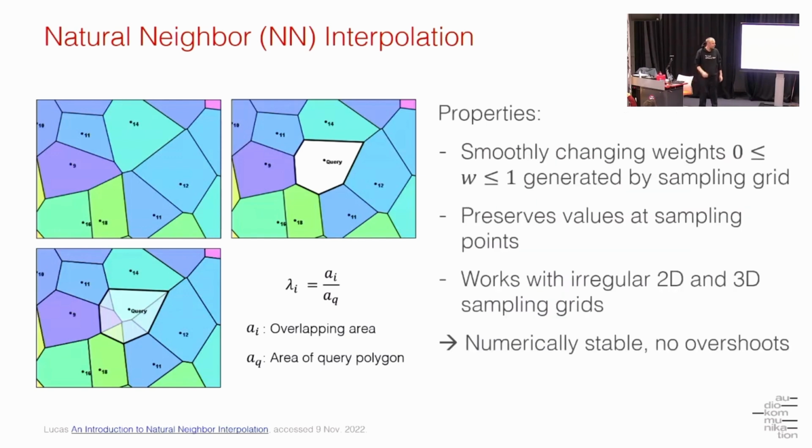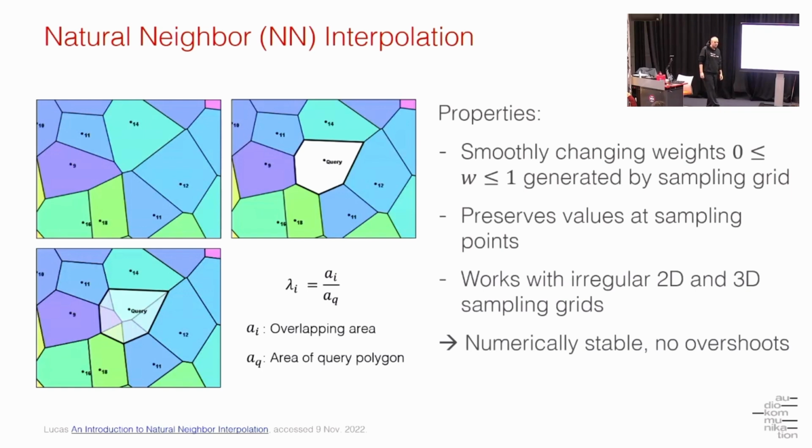This is simple yet powerful. It has some very nice properties. The weights are smoothly changing because they are generated by the geometry and they are within a range of 1 and 0. We naturally preserve HRTFs at the sampling position. So if we tell our algorithm to interpolate to exactly that position, we just obtain the HRTF we measured. And it works with irregular sampling grids in 2 and 3 dimensions.